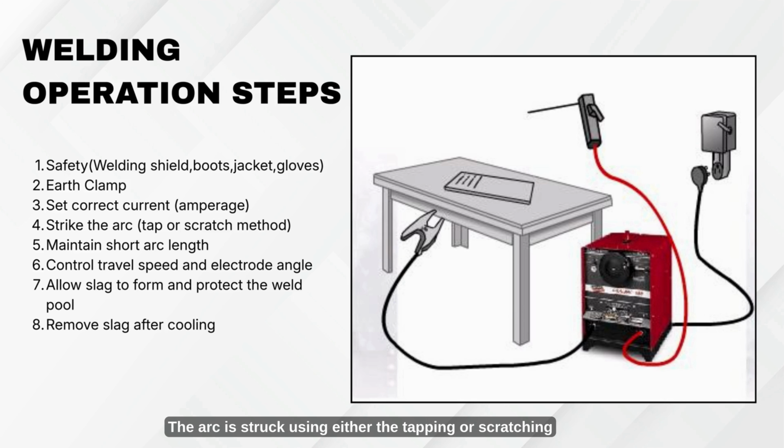The arc is struck using either the tapping or scratching method. During welding, a short arc length is maintained to ensure arc stability and good penetration. The welder must control the travel speed and electrode angle to produce a consistent and uniform weld bead. Finally, after welding is completed, the slag is allowed to cool and solidify before being carefully removed to inspect the weld quality.